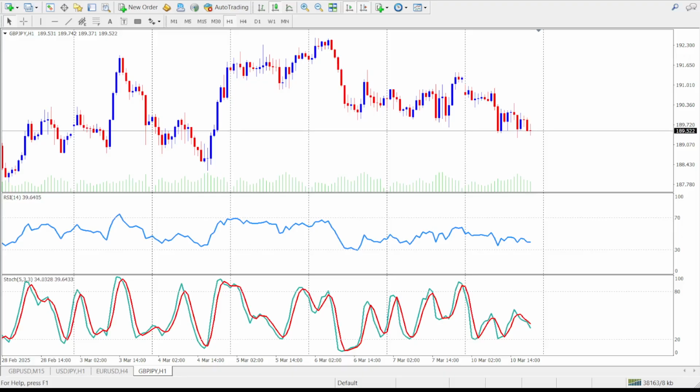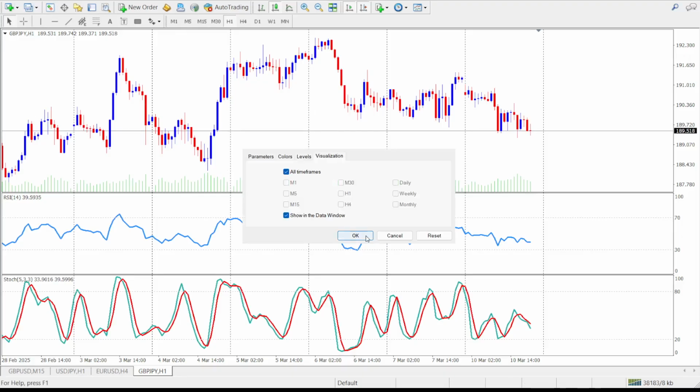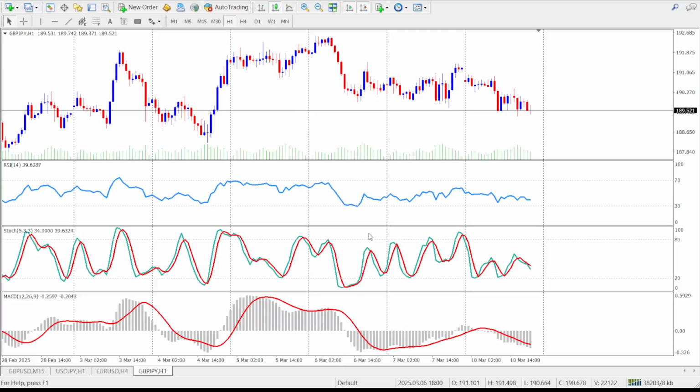Okay. Now, the next oscillator we are going to be looking at is the MACD, or the Moving Average Convergence Divergence. Now, MACD is a trend following momentum indicator that consists of two moving averages, the MACD line and the signal line. When these lines cross, it generates buy or sell signals.